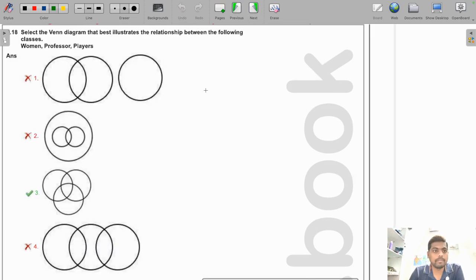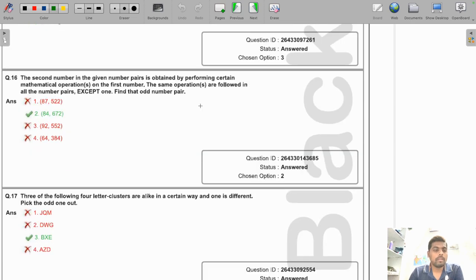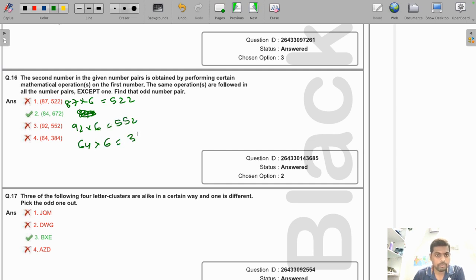Let us solve the next question. Again we need to find the number pair obtained by performing certain mathematical operations, the same operation. We need to find out the odd pair, guys. If you closely observe, 87 into 6 is how much, guys? It will be 522, I think. Again 92 into 6 is how much? 552. Again 64 into 6 is 384. But this option I think doesn't follow, so this is the correct answer.